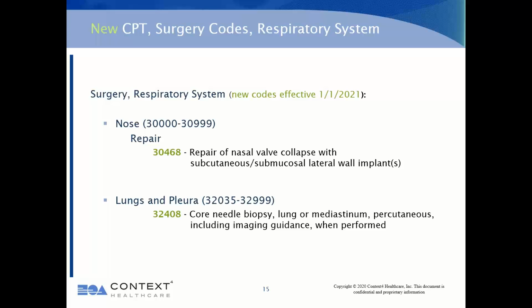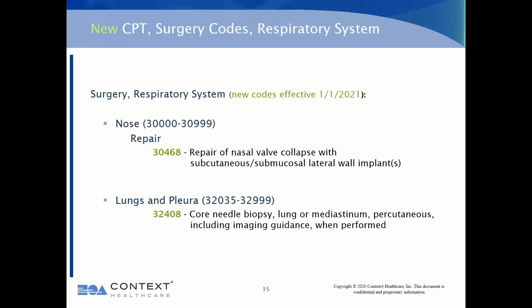So now I've gone through the E&M code series in the front of the book, and I'm going to then start up with the new surgical codes in the CPT section. There are no new codes in the 10,000 and the 20,000 section, but there are 2 new codes in the surgery respiratory system section. New 2021 code 30468 is for reporting the procedure of installing an implant in the lateral nasal wall to treat nasal valve collapse. It will typically be reported by ENT or plastics or oromaxillofacial surgery specialty providers. So consider screening for these provider specialties as performing provider of this service.